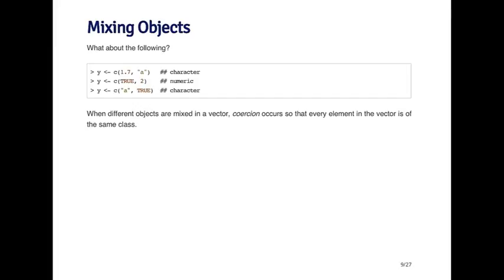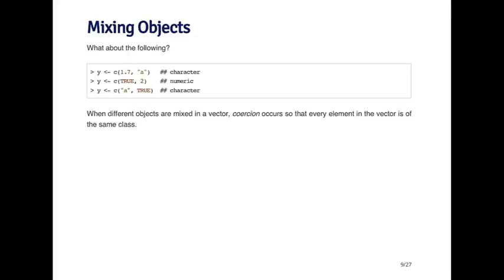So here in this first example, I'm concatenating the number 1.7 and the letter a. Clearly these are not of the same class. One is numeric and the other is character. So the least common denominator here is going to be character. And so what you're going to get is that y is a character vector where the first element is the string 1.7 and the second element is the letter a.